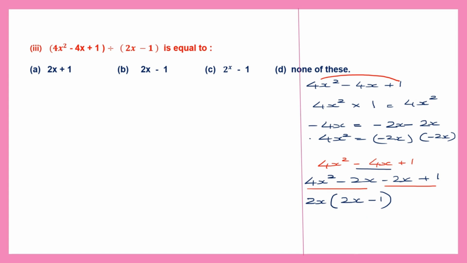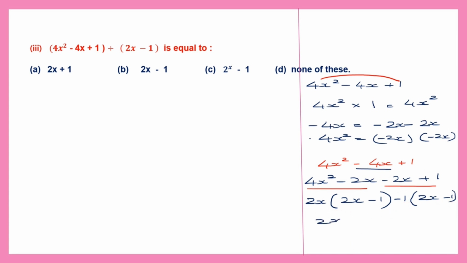There's nothing common. So I'm going to take out, I'm going to write 1. And then inside I write 2x minus 1. Now, will I get this back if I multiply? Minus 1 into 2x is minus 2x. Minus 1 into minus 1 is plus 1. So this is correct. Now let me get the factors.